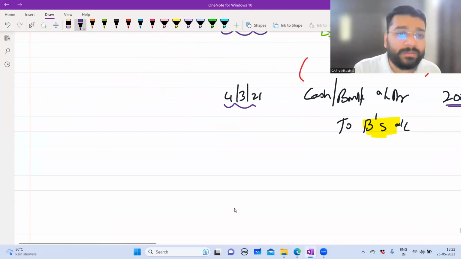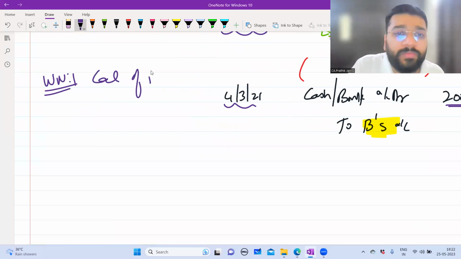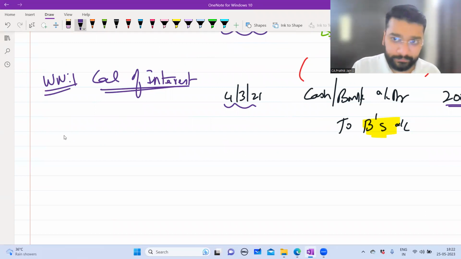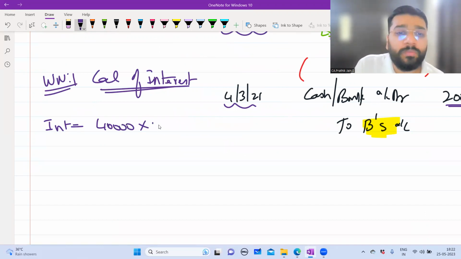So let's calculate the interest. Working note number 1. Calculation of interest. Now please tell me, my dear friends, interest is equal to how much? Sir, 40,000 into 18%. Guys, 18% is for how many months?